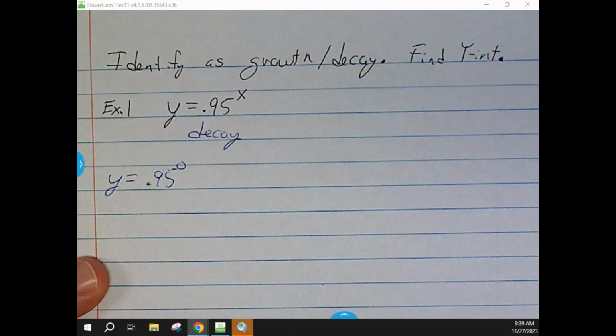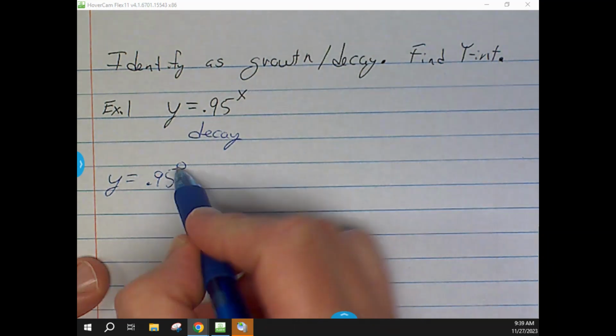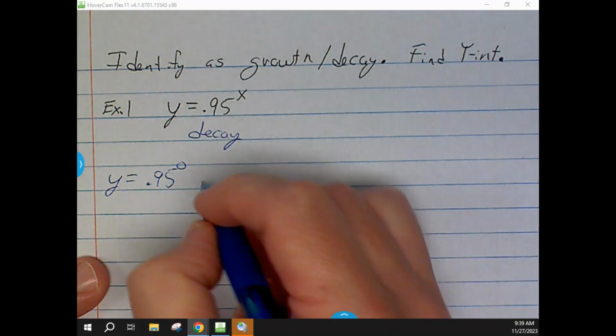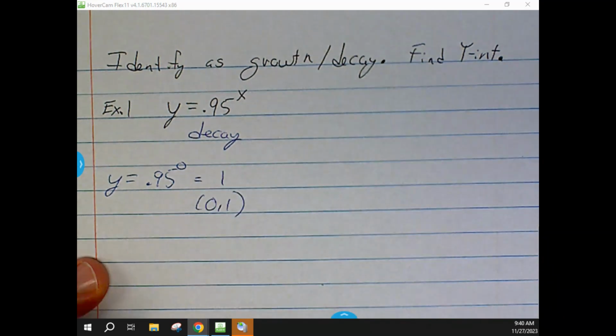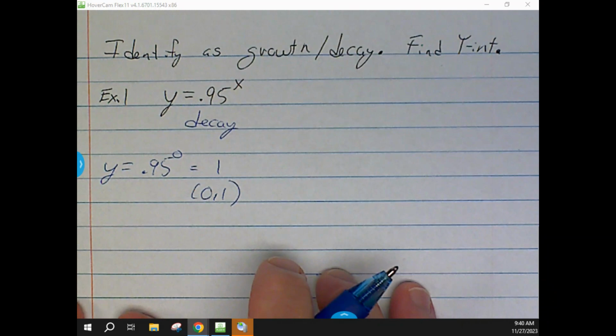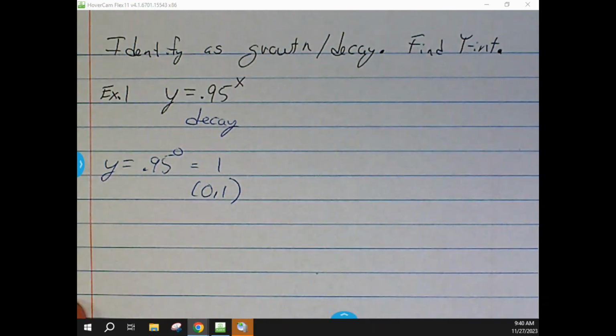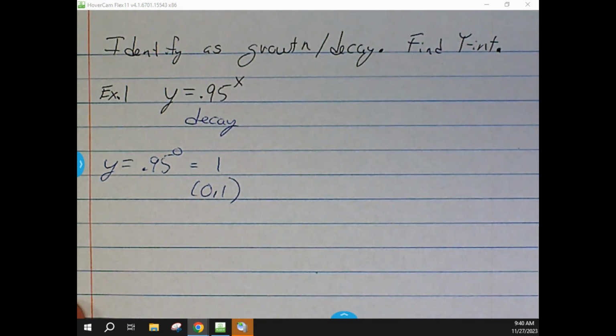Again, for the y-intercept, plug in 0. As long as it's just the base to a number, anything to the 0 power is still just 1. So your y-intercept would be at (0, 1). Now somebody might be thinking, well, if you plug in 0 and the answer is always 1, won't the y-intercept always be at (0, 1)?